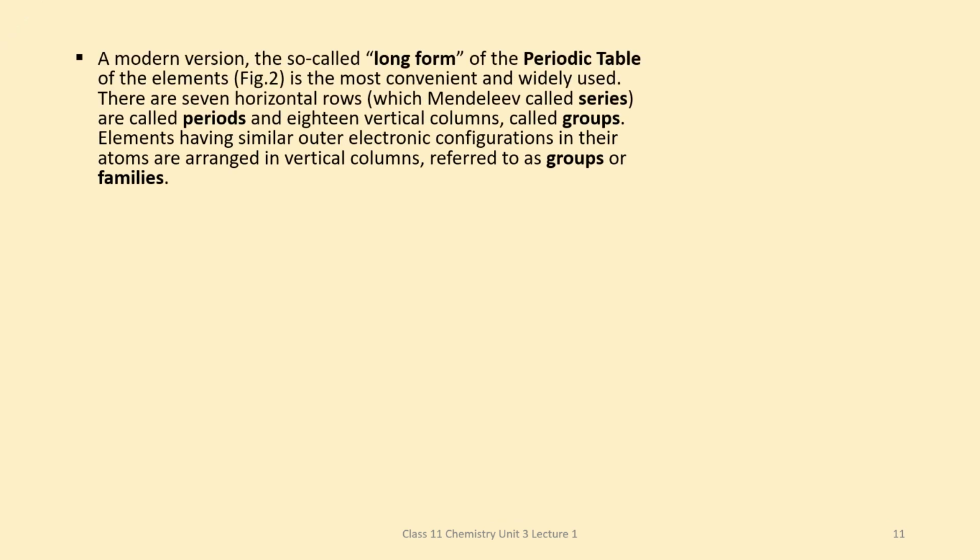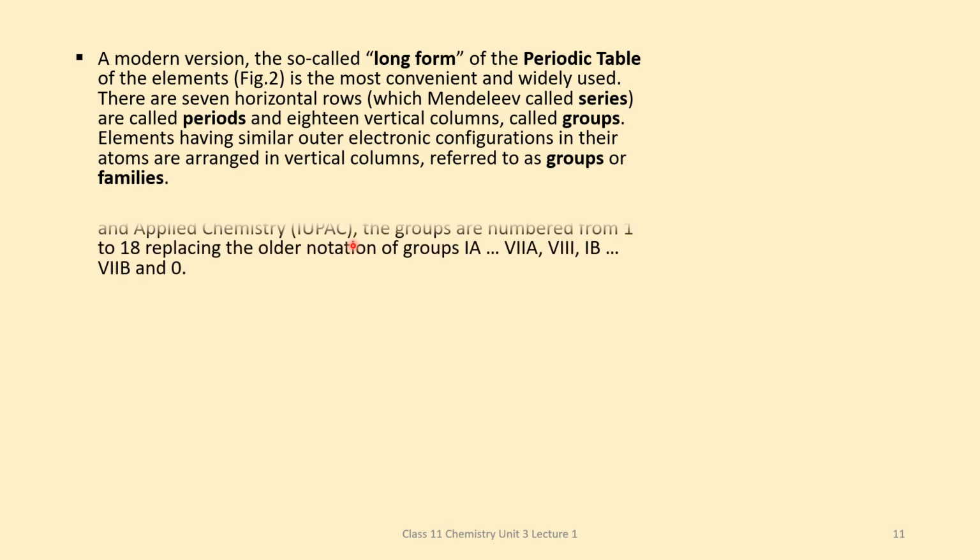Thus, summarizing, a modern version of the so-called long form of periodic table of elements shown in the previous slide is most convenient and widely used. There are 7 horizontal rows which Mendeleev called series. They are also called periods, and 18 vertical columns are called groups. Elements having the same outer electronic configurations in their atoms are arranged in vertical columns referred to as groups, or they are also called families.